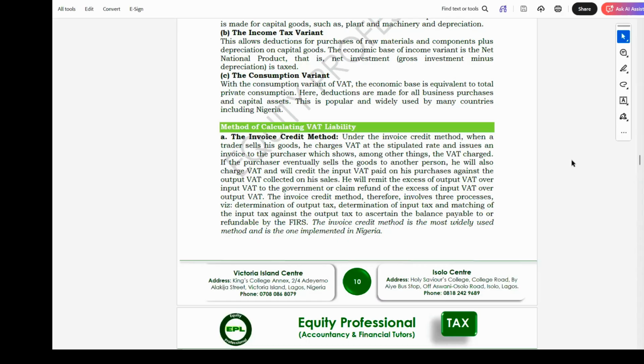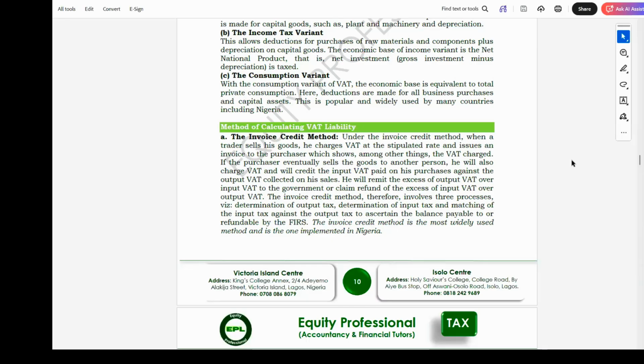Basically, the invoice credit method is when a trader sells his goods, he charges VAT at the stipulated rate and issues an invoice to the purchaser, which shows, among other things, the VAT charged. So whenever there is a sale of the product, you must account for the VAT on the invoice. The VAT you account for as a result of the sales you made is what is called output VAT.